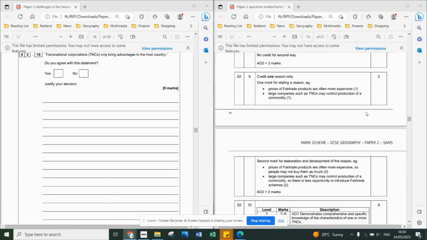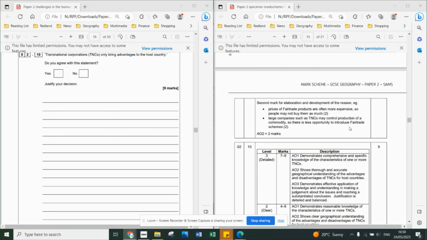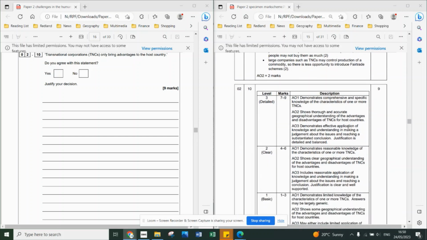And then the final one: transnational corporations or TNCs only bring advantages to the host country. Do you agree with the statement? What you have to tick, yes or no. And then if you've seen the video again on how to plan a perfect answer, you need two PEE paragraphs here. First PEE paragraph, I'd focus on the host. Second PEE paragraph, I'd focus on the source country, or the home country.